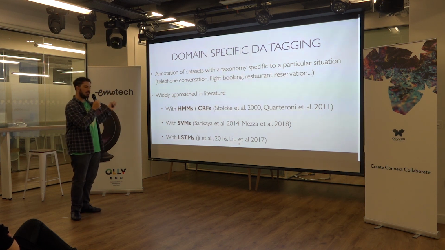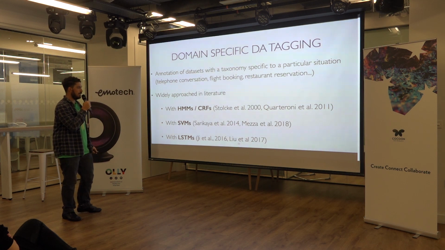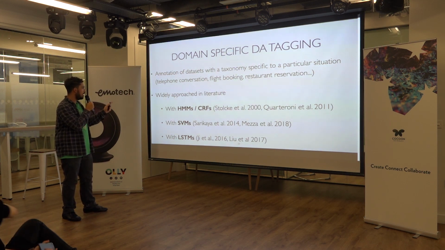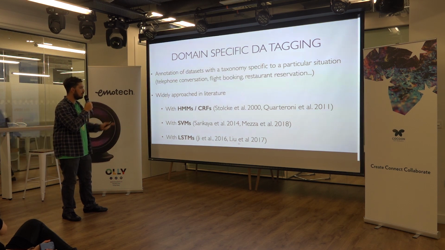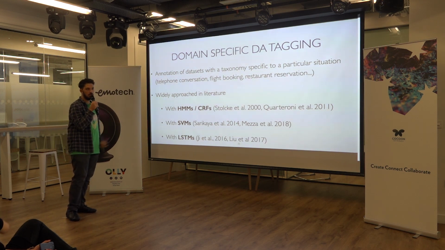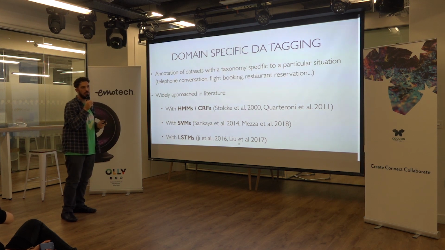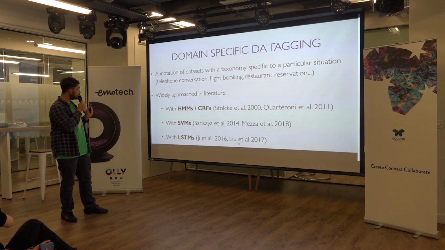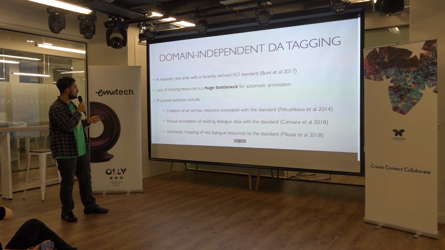And in this case, the literature on this is very, very big. There have been experiments on hidden Markov models, conditional random fields. There's something on support vector machines. The best results are obviously on long short-term memory neural networks, which are the state of the art for most text classification tasks. But the really interesting part is domain-independent dialog act tagging.